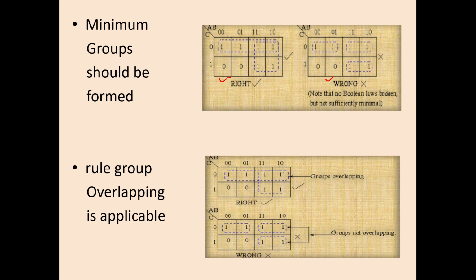Next rule is overlapping is applicable in groups. So in the first K-map we can see 2 groups overlap, as these two ones are overlapped in both the groupings. So it is allowed. But here in this K-map, we can see all the groups are separate. So as overlapping is allowed, it is applicable in K-map grouping. So this is the correct grouping.